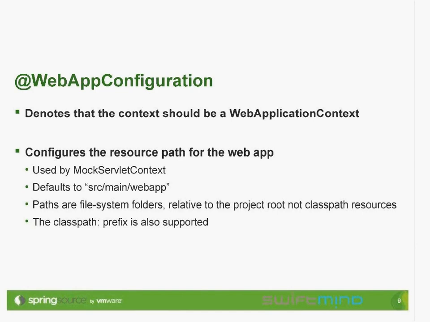So again, this source main web app is a file system based resource, and it's relative to the project root. So anytime you specify just a path with @WebAppConfiguration, this will be relative to the project root. So typically, basically the root of your JVM. And if you're starting a test with your build, for example with Maven, or running a test in your IDE, this will be relative to the root of your project.